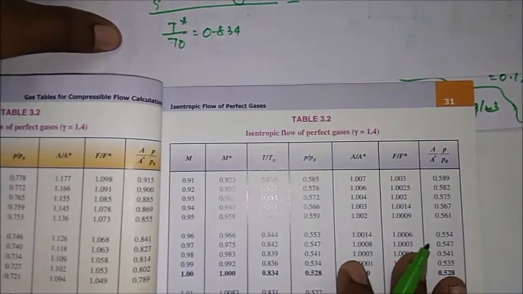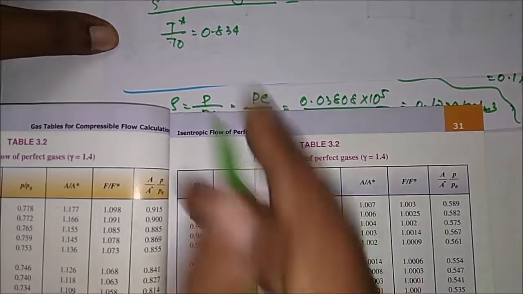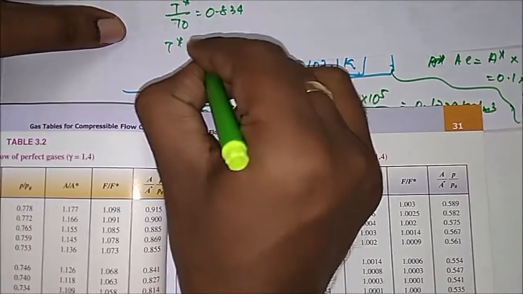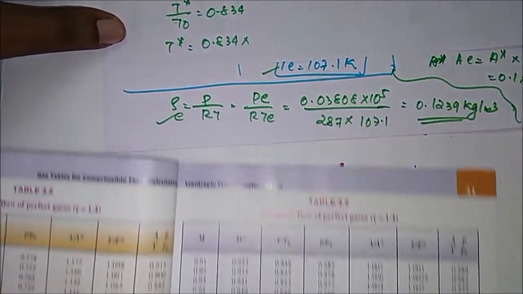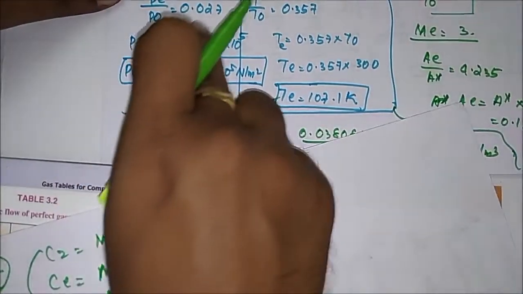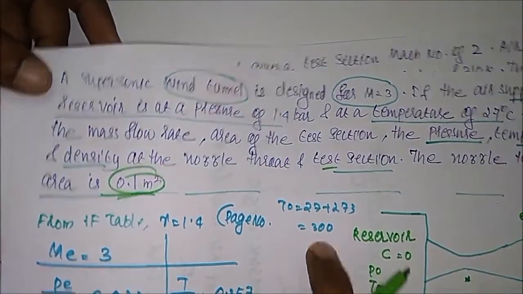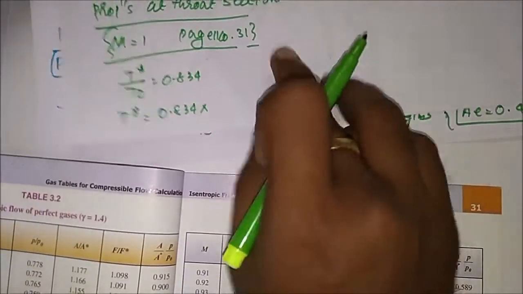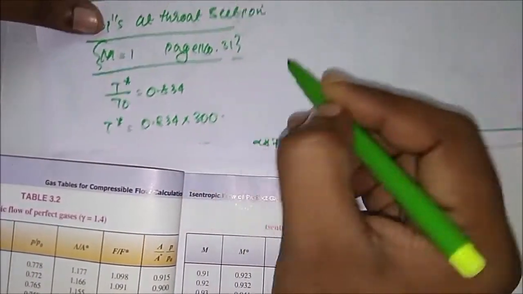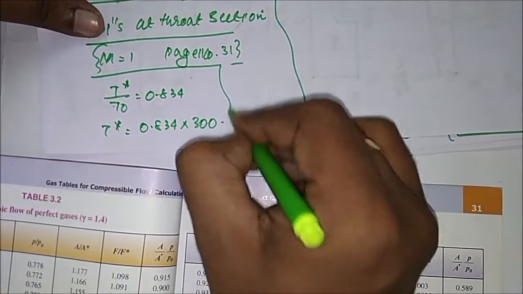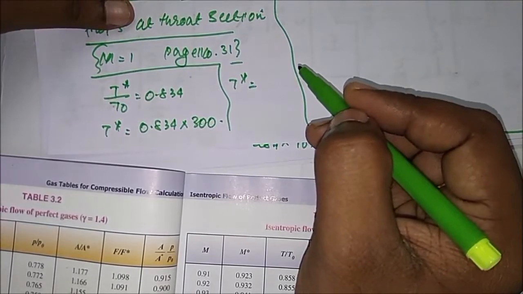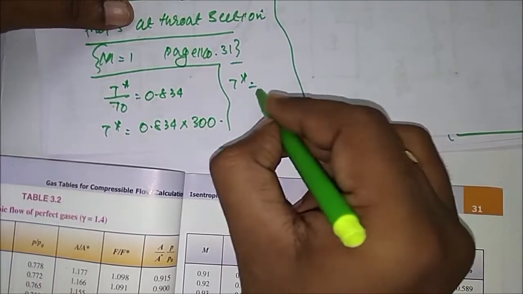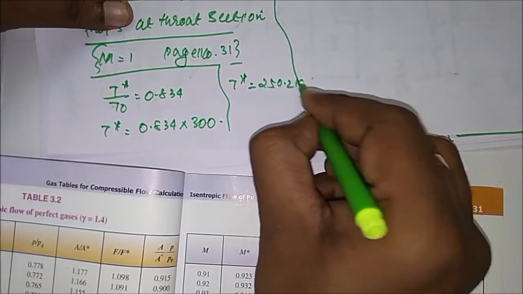Therefore, T star is equal to 0.834 into T0. What is the value of stagnation temperature? Stagnation temperature is already given in the question. The stagnation temperature is equal to 300 Kelvin. Okay, that is equal to 0.834 into 300. That is T star is equal to 250.2 Kelvin.